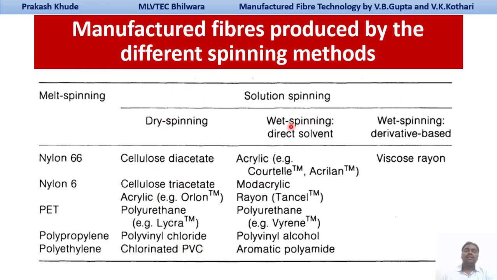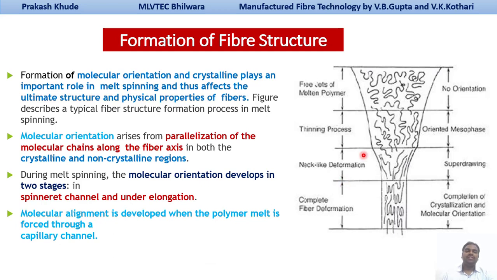By the wet spinning method we can produce acrylic, modacrylic, rayon, polyurethane, polyvinyl alcohol, and aromatic polyamide. From wet spinning derivatives, viscose rayon can be manufactured. So these are the different methods by which we can manufacture different fibers.